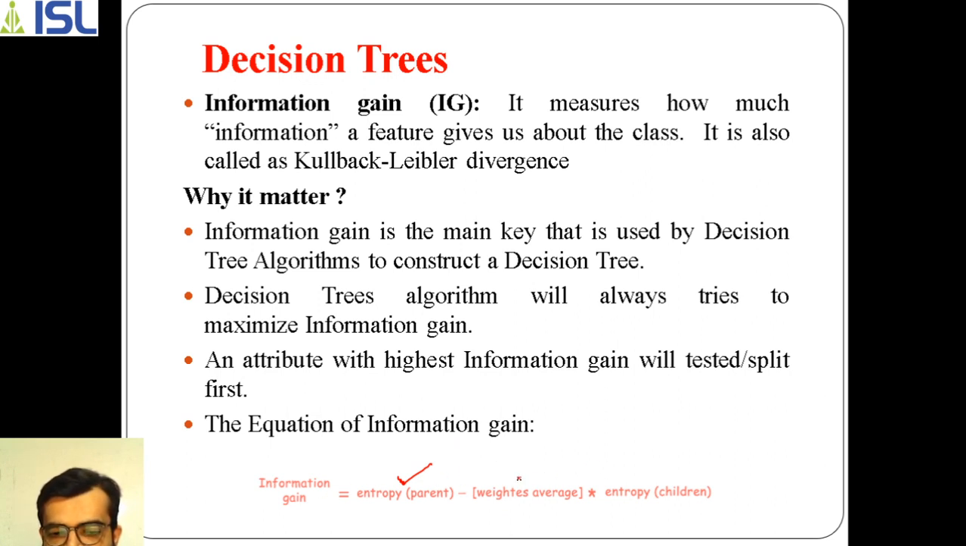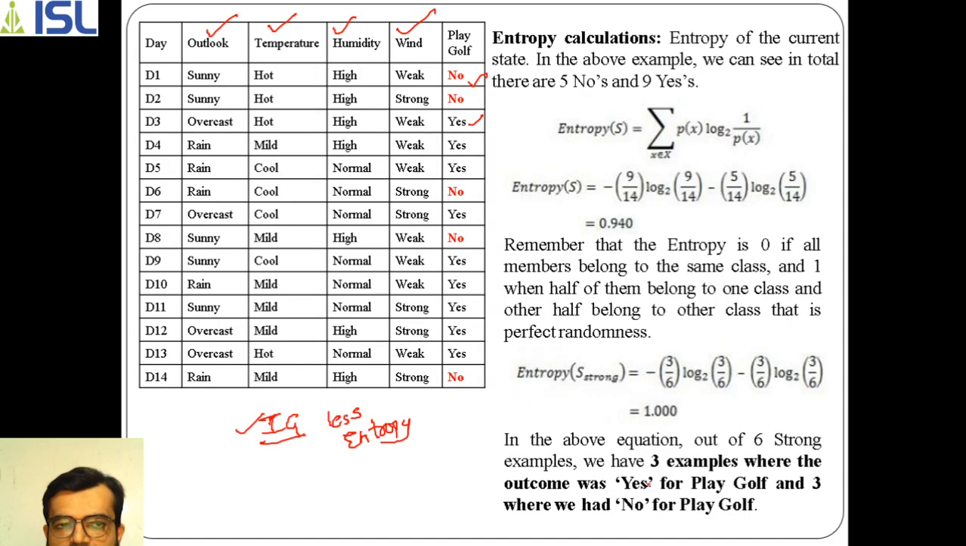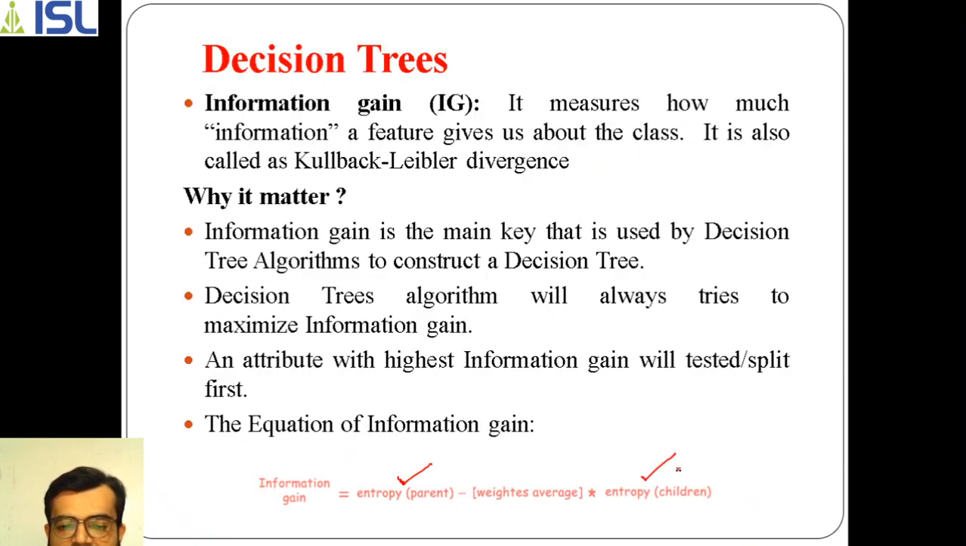So here I need to calculate the entropy of the children. Children means the attribute, which is outlook, temperature, humidity or wind; you can take any one when calculating. And this is a weighted average. We'll see how this weighted average is calculated. This is how information gain is calculated. It is also called Kullback-Leibler divergence. Sometimes in examinations they may not ask directly for information gain, they may ask in this way, so you shouldn't get confused and should respond accordingly.